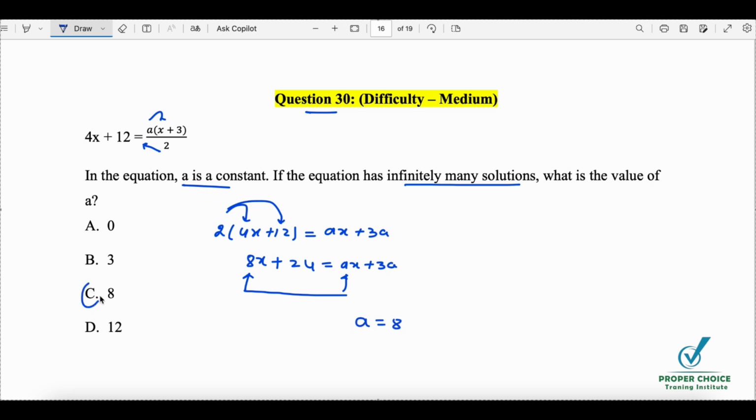We go with option C. You can also check with the constants. 8 multiplied by 3 gives me 24, so 3a equal to 24 gives a equal to 8 again. So C is the right choice.